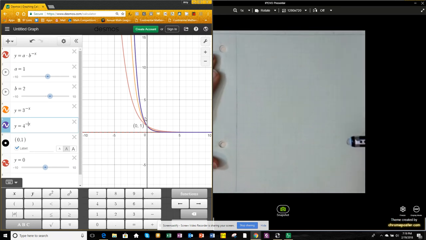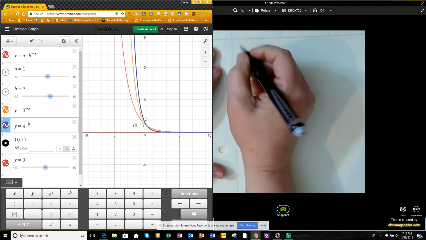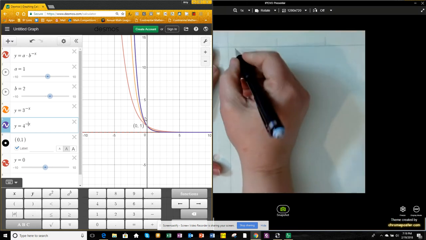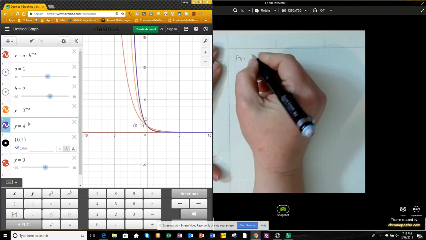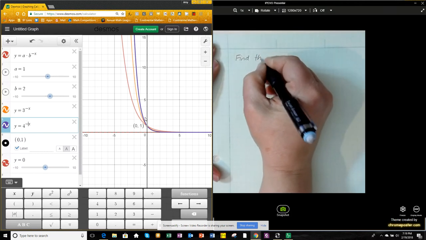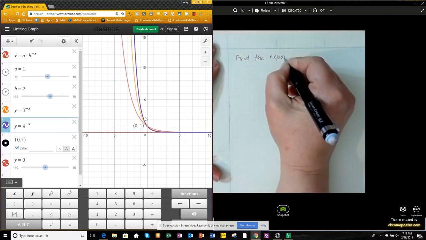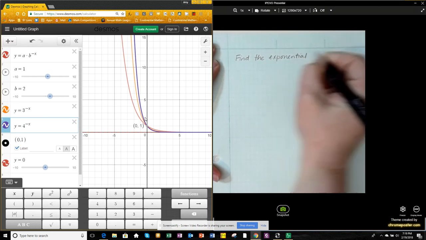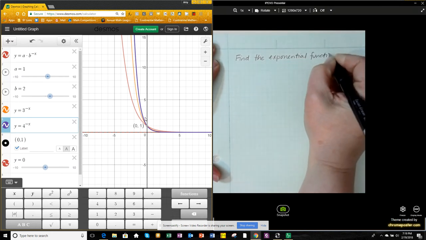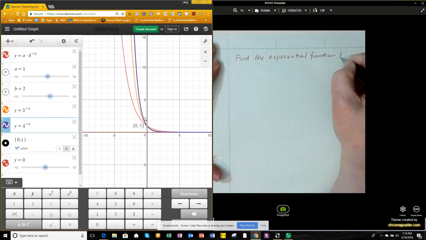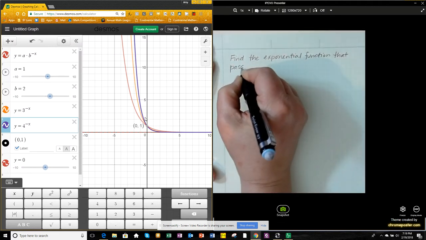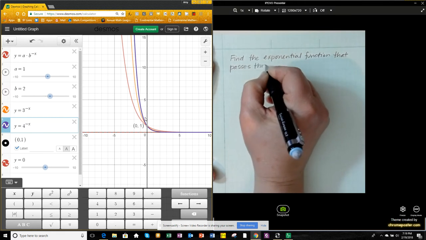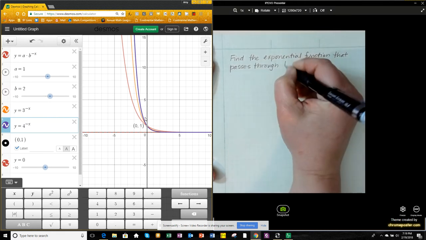Okay, now let's say we have another problem type. And this problem type is for us to name that curve. So find the exponential function that passes through the points.